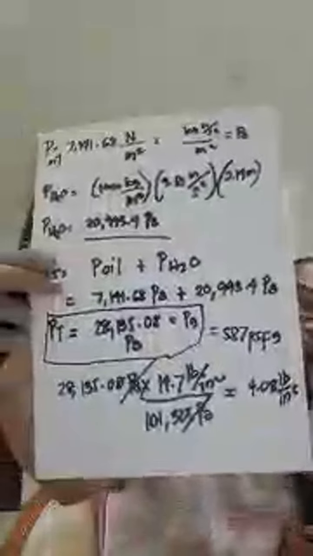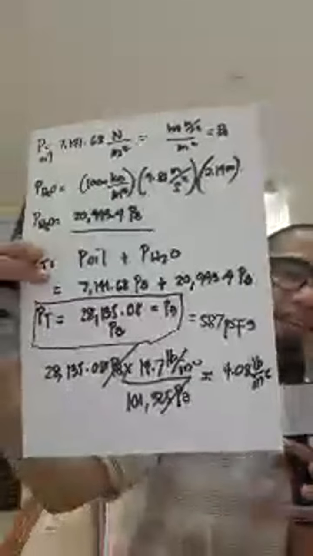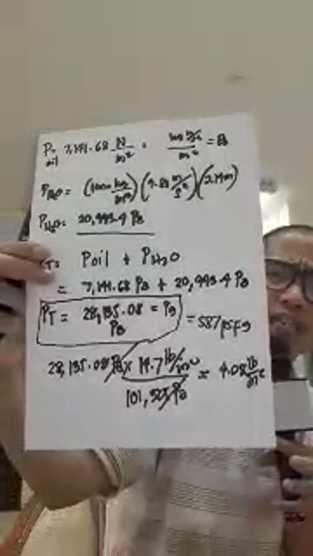28,135.08. Ganon siya. Divided by 101,325, times 14.7, equals 4.08. PSI pa siya. Convert to PSF na siya. This 4.08 pound per square inch is not yet the pounds per square foot G.